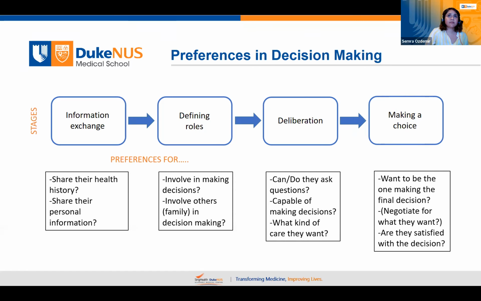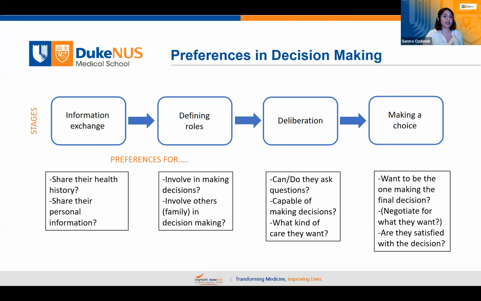And then in terms of deliberation, some of these questions may not be directly related to preferences, but to be able to have preferences, patients need to feel that they have the capability to do that. They should feel that they can do it. They should believe that they're capable of making decisions. They have a right to make these decisions. So all these things, again, affect preferences. And then at the end, okay, what kind of care do they want?